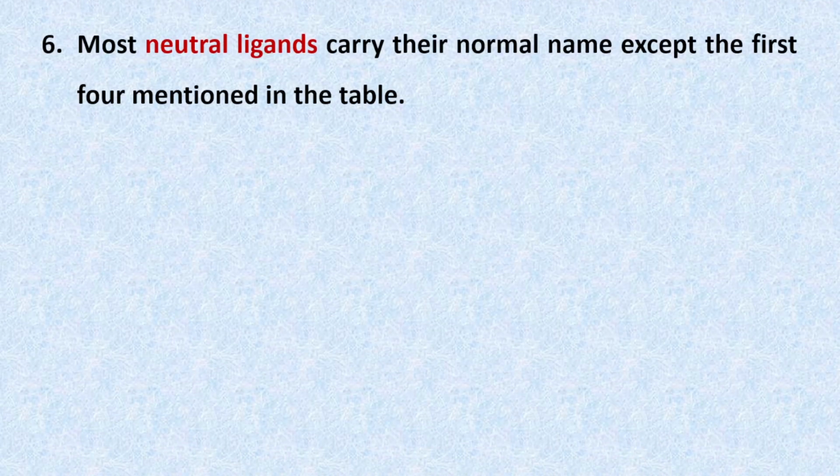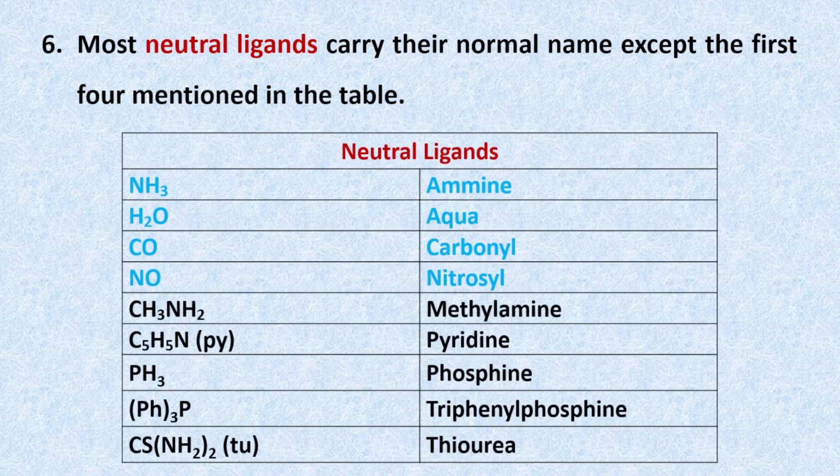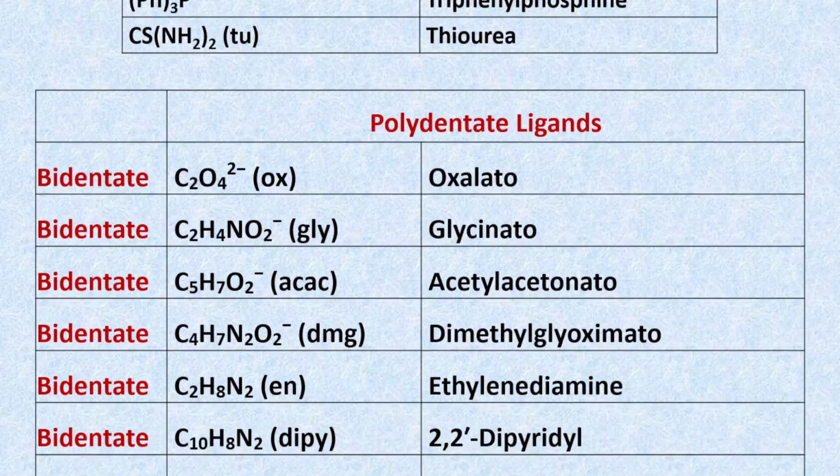Number 6. Except for the neutral ligand carry their normal name. These 4 ligands are ammonia, water, carbon monoxide and nitrogen monoxide, and they are named amine, aqua, carbonyl and nitrosyl respectively. Methylamine, pyridine, phosphine, triphenylphosphine and thiourea are written as such.